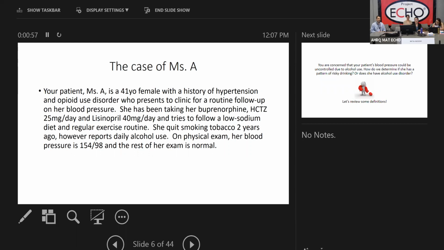So this is a case just to kind of get us started. Your patient is Ms. A. She's a 41-year-old female with a history of hypertension and opioid use disorder, presenting to clinic for routine follow-up on her blood pressure. She's been taking her buprenorphine, her hydrochlorothiazide, or lisinopril, and she tries to follow a low-sodium diet and exercise. She quit smoking tobacco 2 years ago, but she does report daily alcohol use, and on physical exam, her blood pressure is 154/98. And the rest of her exam is normal.